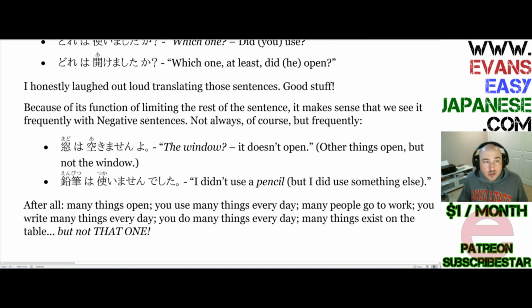So you'll see it frequently with negatives. Not always, all that sort of careful, not wanting to get yelled at online language. Enpitsu wa tsukaemasen deshita. The pencil? Oh, I didn't use the pencil. I didn't use the pencil, but I did use something else.